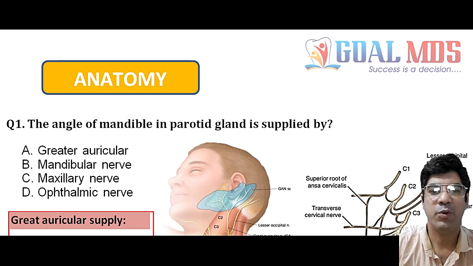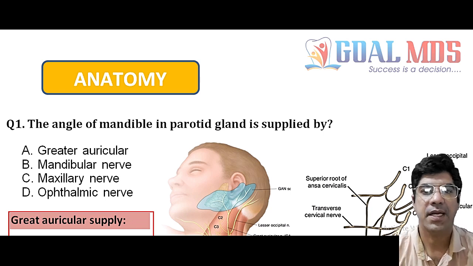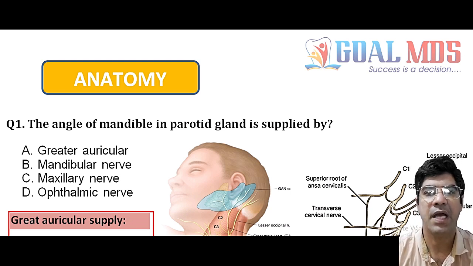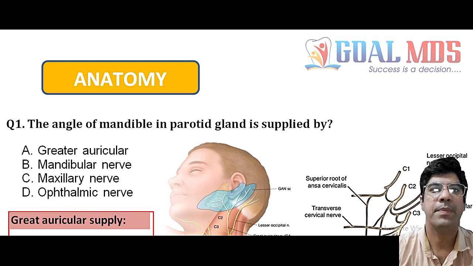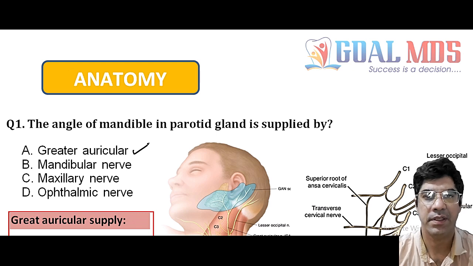So hello guys, our today's subject is dental anatomy. Let us discuss the MCQ on the subject anatomy. The first question is: the angle of mandible and the parotid gland, it is supplied by. Well, the angle of mandible and the parotid gland, it is supplied by the greater auricular nerve.